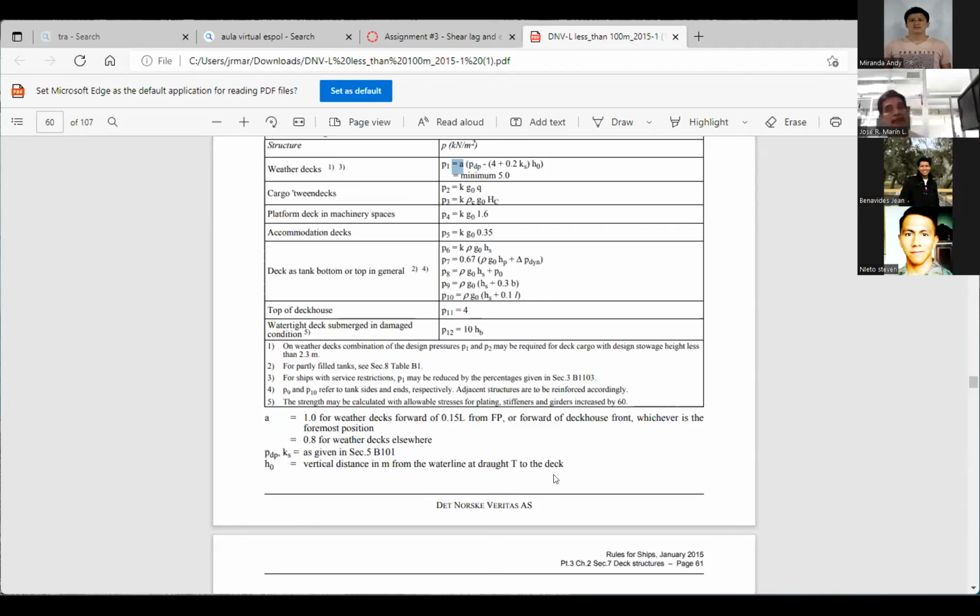Yes, doctor. Vertical distance in meters. A equal 1 for weather decks. No, we read that already. We need this part. 0.8 for weather decks elsewhere. Yeah. So this is typical of these regulations, okay? They give you this value for this area and that value for that area.